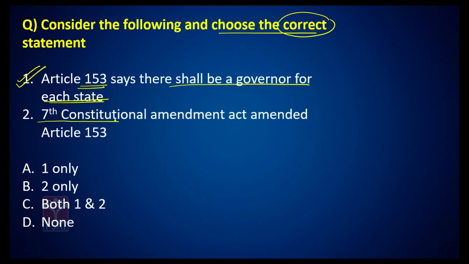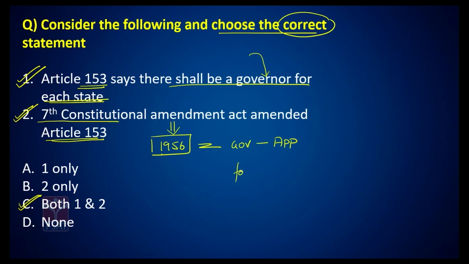The 7th Constitutional Amendment Act amended Article 153. Very important, this is also a correct statement. Answer is C. But let me explain this. Article 153 says there shall be a governor for each state. Now this 7th Constitutional Amendment Act in 1956 said there shall be a governor appointed for 2 or more states also. The same governor can be a governor for 2 or more states. This provision was not there in the original constitution.